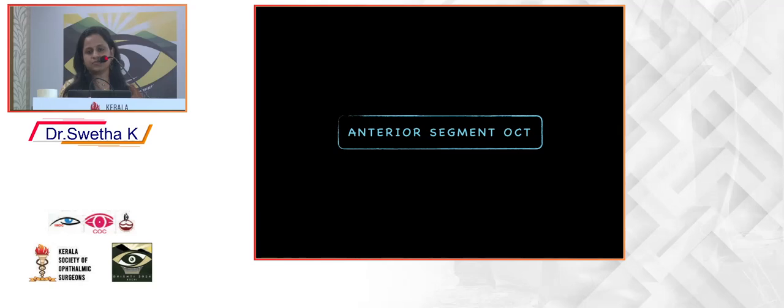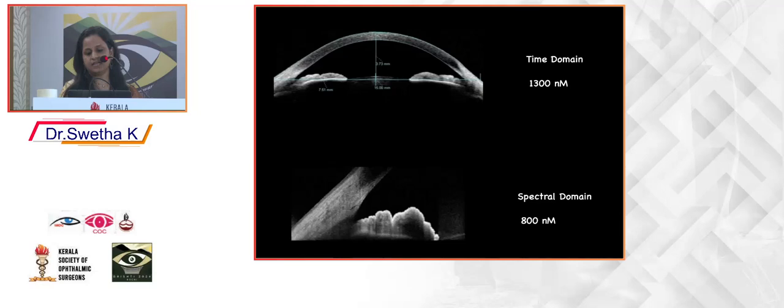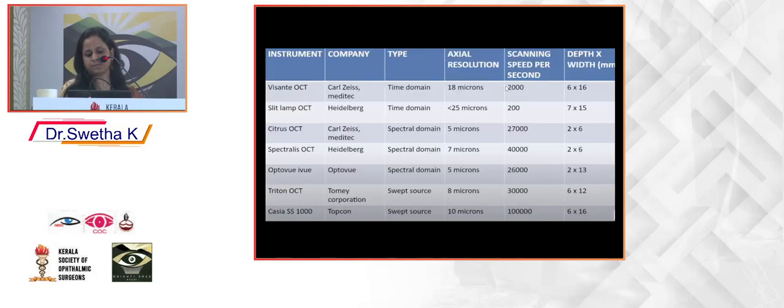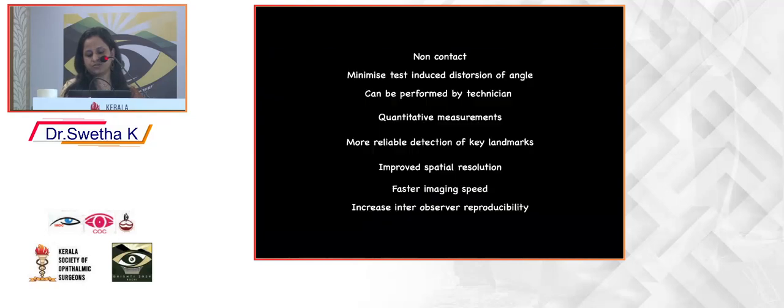Then comes the anterior segment OCT, which has had so many advancements recently. Initially, it started with the time domain OCT, which had 1300 nanometer light, which had good depth of penetration, but the resolution was not good. Then came the spectral domain OCT, where the resolution was good, but the depth of penetration was less. And now we have the swept source OCT, which uses 1300 nanometer light, and it gives us good resolution as well as depth. So these are a few examples of time domain and spectral domain OCTs.